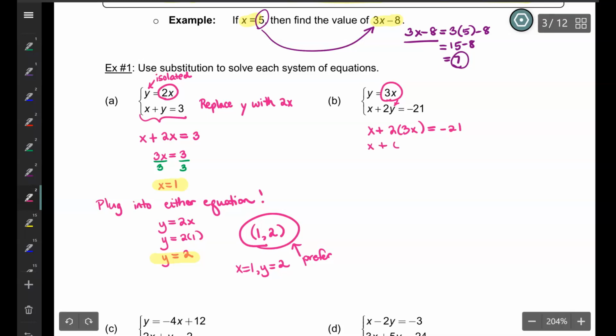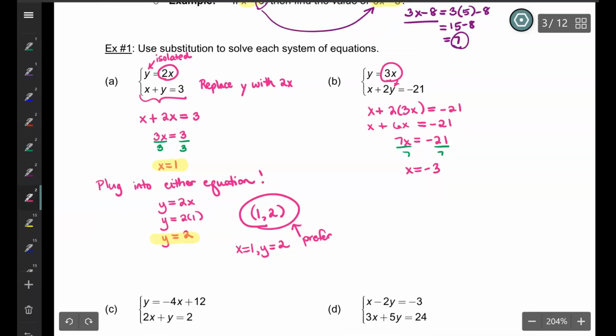Let's go ahead and multiply this. So we get x plus 6x equals negative 21. So we have 7x equals negative 21. And we get x equals negative 3. Again, this is only half of our solution. So we got x is negative 3.